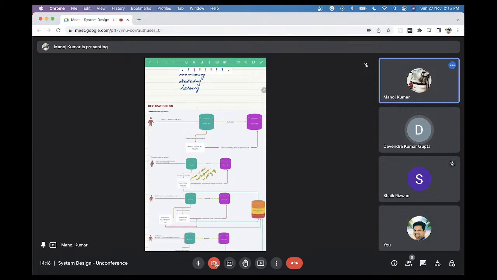Yes, that's true. So that's the problem. That's the problem with multi-master. You need to handle all these if you want that. So that's where I told you, right? You need to take a trade-off. Got it. Okay, thank you.